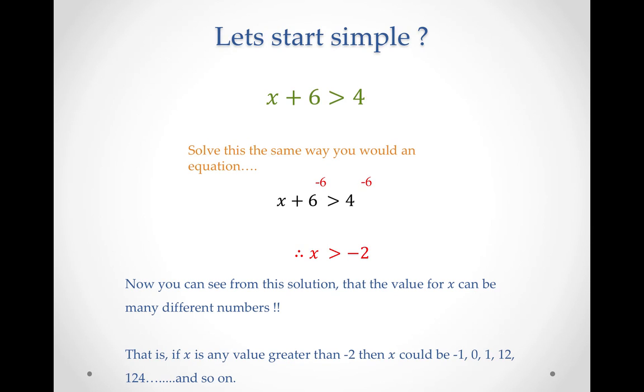So you can see from this solution that x doesn't have one simple answer or value. X isn't equal to minus 2. X can be many different numbers. Really, any number that is greater than minus 2. So if you look at the bottom of the screen, if x is any value greater than minus 2, then x could be minus 1, or 0, or 1, or 12, or 124, or any number greater than minus 2. So generally, inequalities have many solutions.